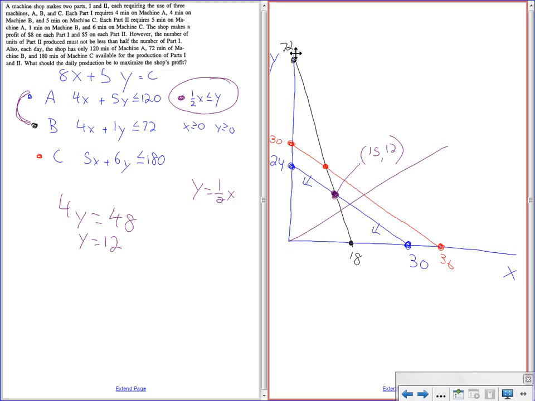15, 12, true or false, where this line's going to wind up? Is half of 15 smaller than 12? Oh, yes. It's true. So that means that this line would be opening up here, so it would be below that point. You see where I'm going with that?